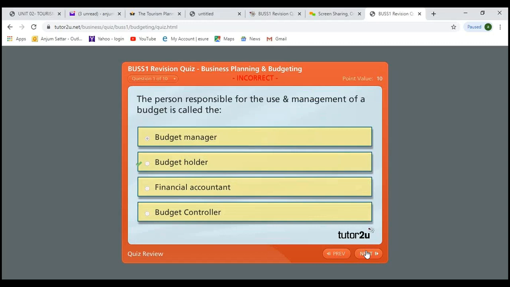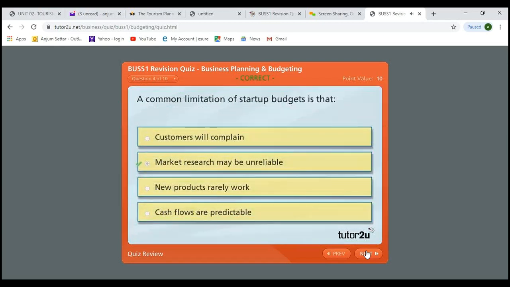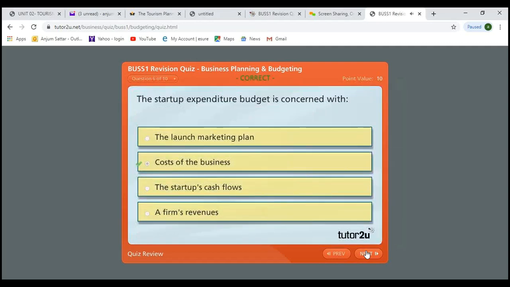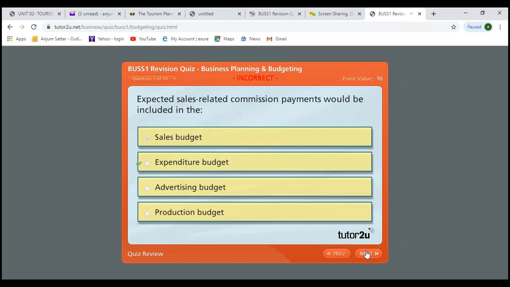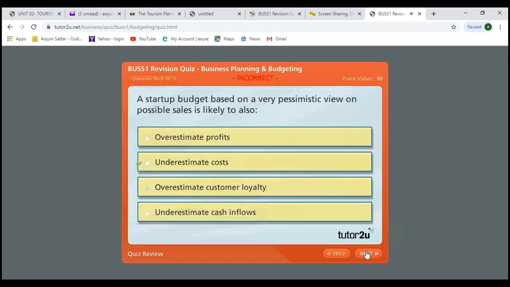So first it should be budget holder. Then the second one is likely sales and production, because if we have a forecast, we are expecting to produce more. Correct. Fifth, you already said it: sales and expenditure. Commission would be included in the expenditure budget. Yes. And unanticipated costs, you said well. Last is underestimate costs. That's right, because you're not looking at just one side.